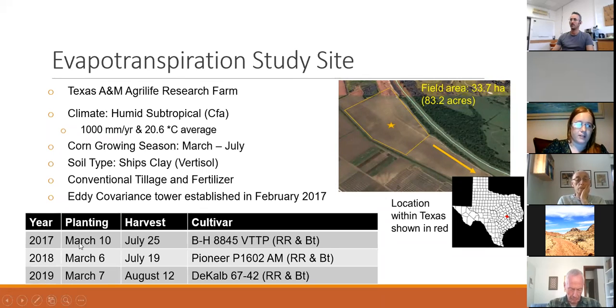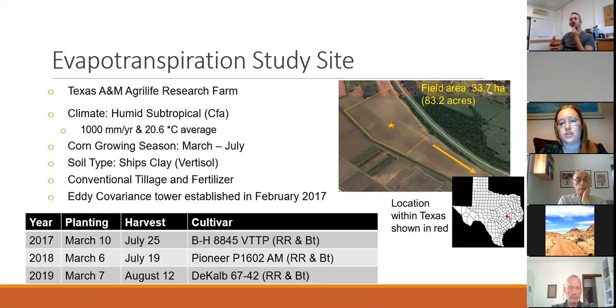Here I've given a list of the varieties and planting dates. The planting dates were all about the same every year, just a few days off. In 2019, we ended up harvesting a bit late, and that's just due to delays in getting the machinery in. The crop was mature at about the same time as it was in previous years. The only other difference with 2019 is that they weren't able to perform the full tillage practice that they normally would due to unusually wet soils in the spring.